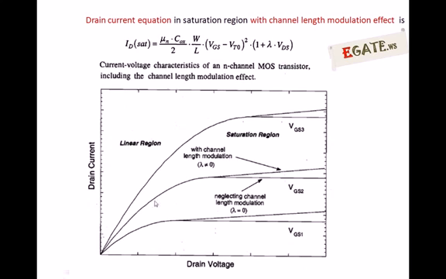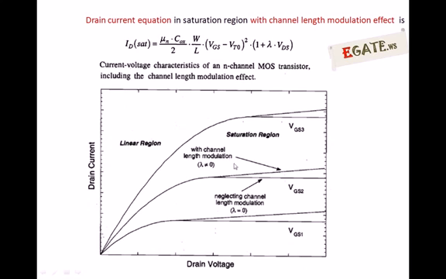Just look at these characteristics. For a given VGS, say VGS2, the output or drain characteristics are shown here. Look at the second curve. Whenever lambda is equal to 0, that is whenever channel length modulation is neglected, ID is treated as constant. It is going to be constant even though the drain voltage increases.